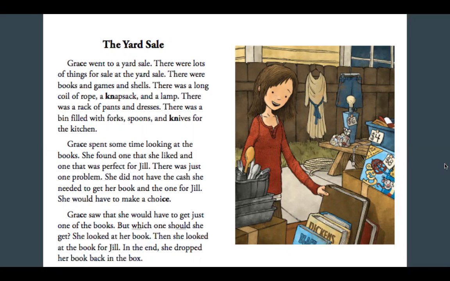Grace spent some time looking at the books. She found one that she liked and one that was perfect for Jill. There was just one problem. She did not have the cash she needed to get her book and the one for Jill. She would have to make a choice. Grace saw that she would have to get just one of the books. But which one should she get? She looked at her book, then she looked at the book for Jill. In the end, she dropped her book back in the box.